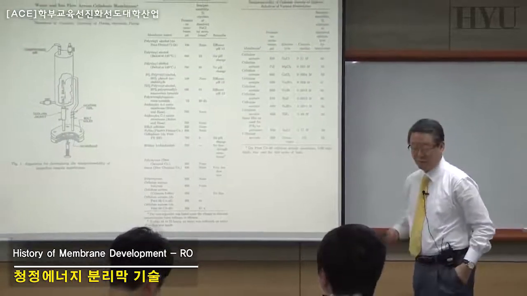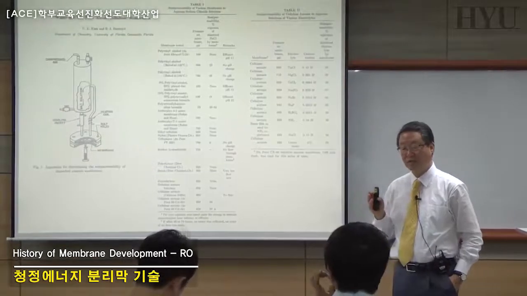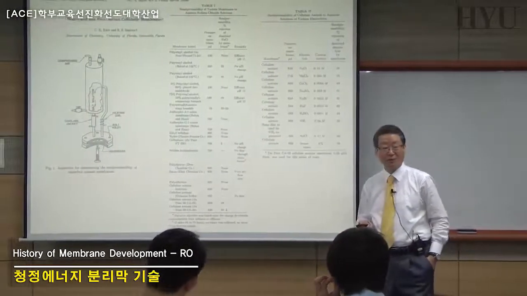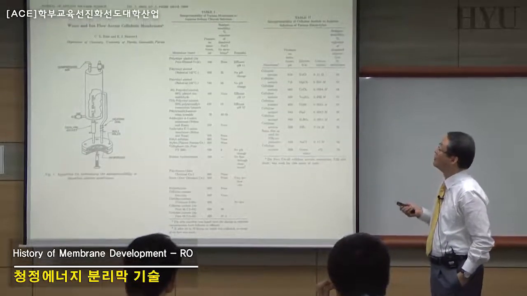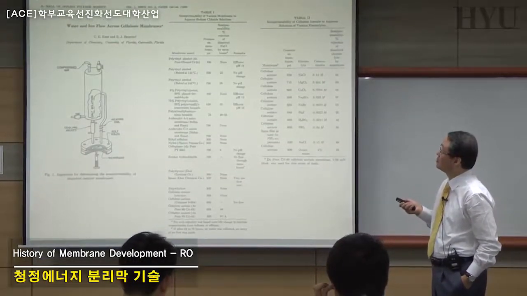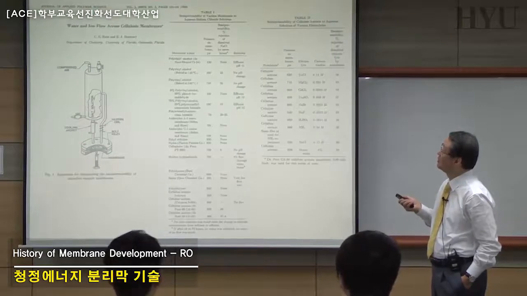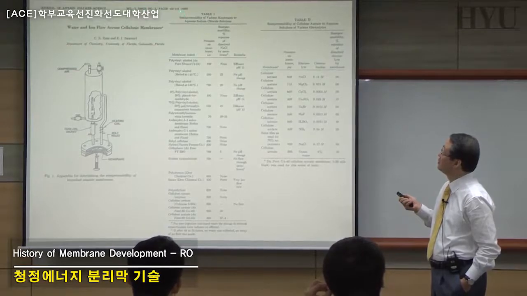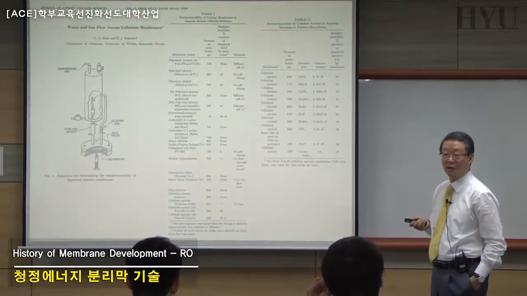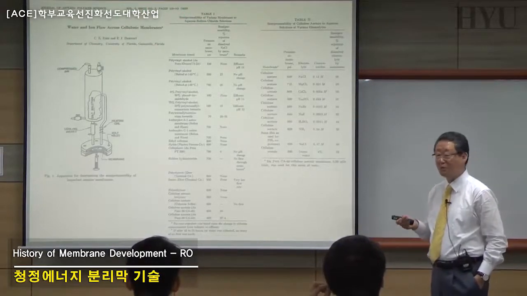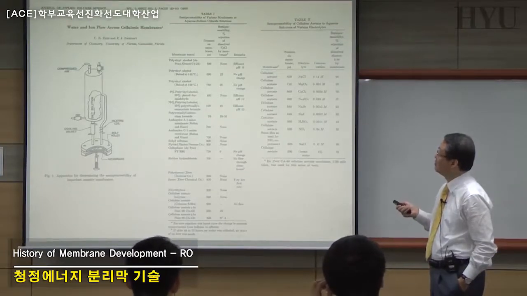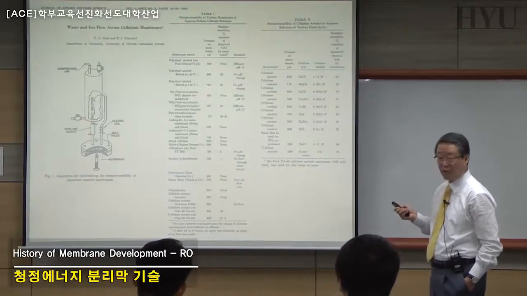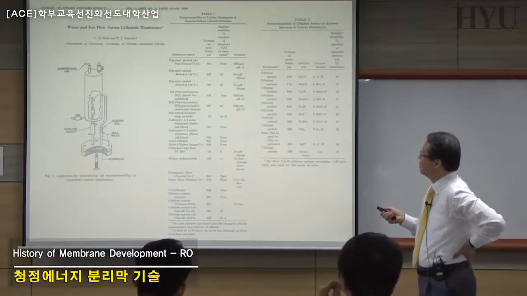Before the Science articles, the first article that I think is very important in the recent membrane development is this article. It is published in the Journal of Applied Polymer Science, volume number one, issue number two, published in 1959. So the Journal of Applied Polymer Science published the first membrane-related article in 1959.